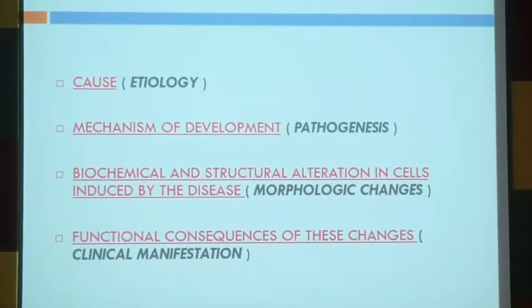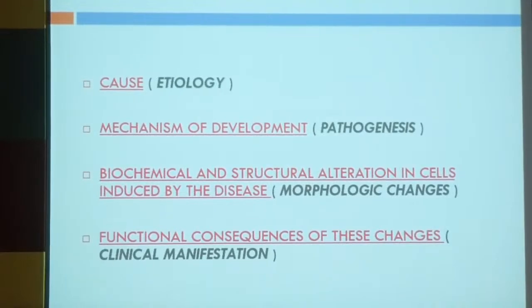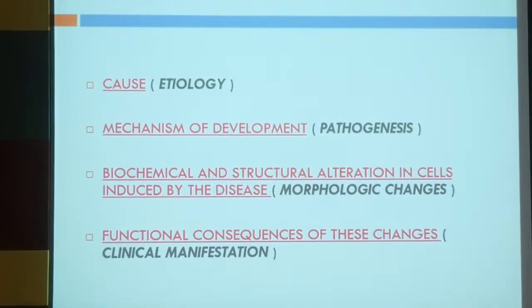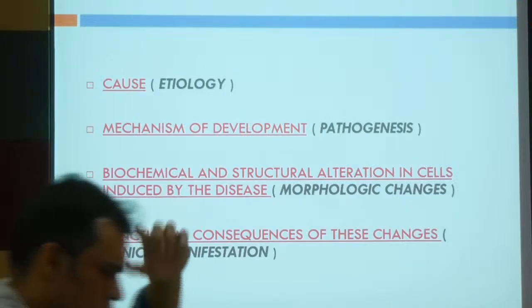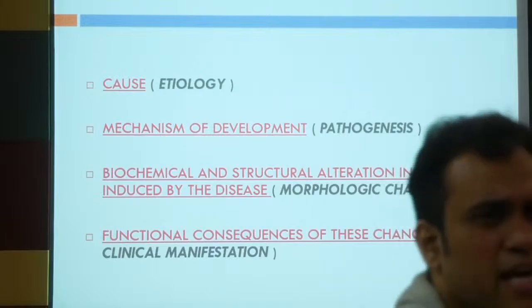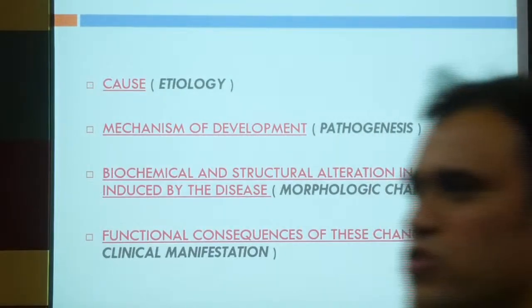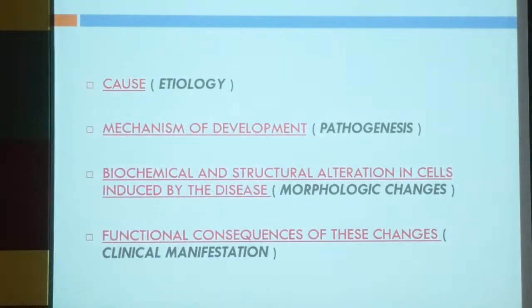And to know pathogenesis, right now, the human genome has been mapped. We know many genes which are responsible for various diseases. For example, I took the example of cystic fibrosis. In cystic fibrosis, we know the mutant gene which causes it, but that is not enough. You must also know the biochemical and the morphological alterations that take place.